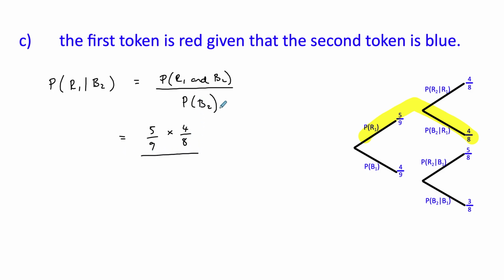Divided by the probability that the second token is blue. That can happen in two ways. We can have red 1 first and then blue 2, or we can have blue 1 and blue 2. So that's 5/9 times 4/8, the highlighted way, but we need to add on the probability that they were both blue, so add on 4/9 times 3/8. So that's 20 over 72 divided by 32 over 72, which is 20 over 32, or 10 over 16, which is 5 over 8.